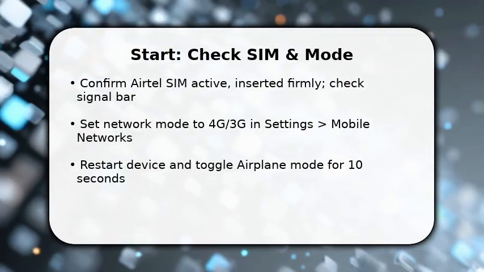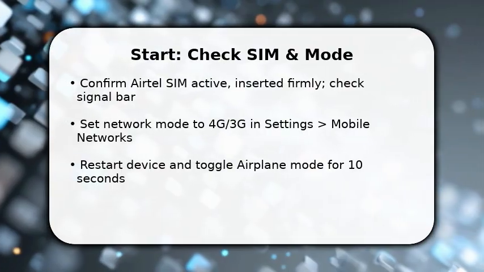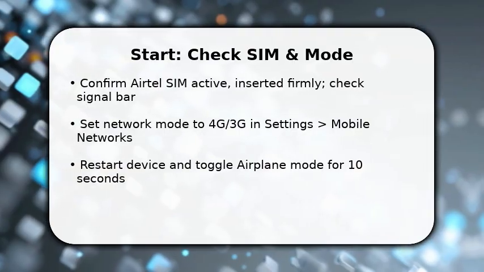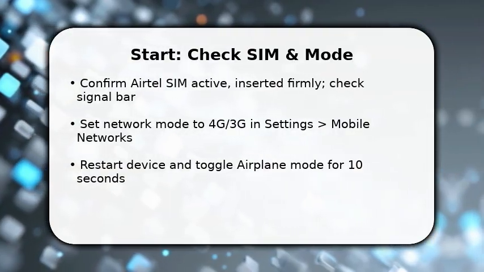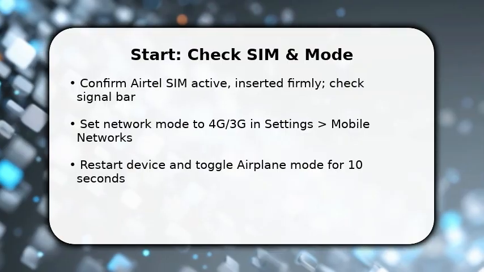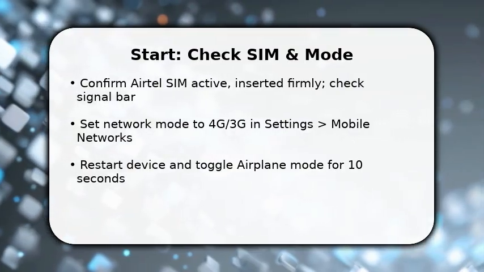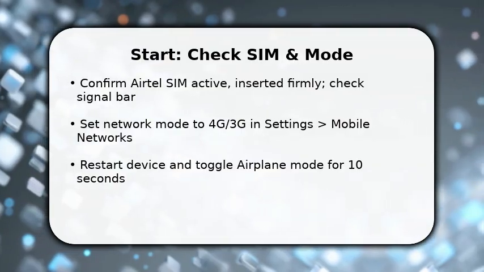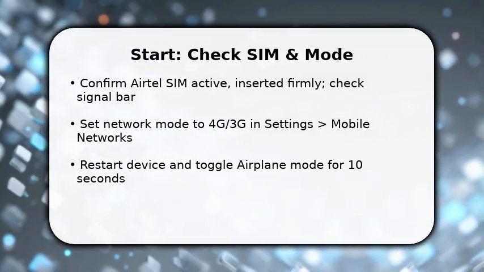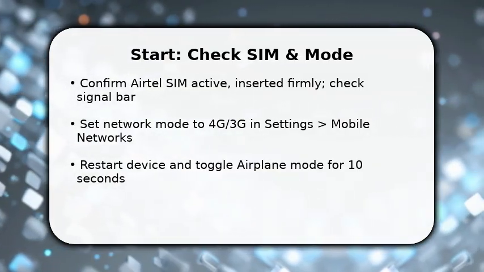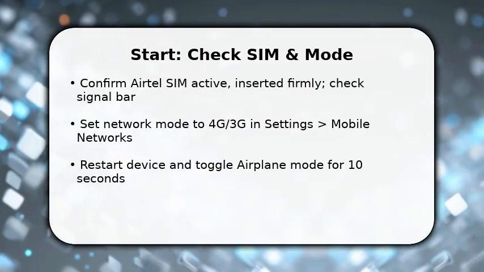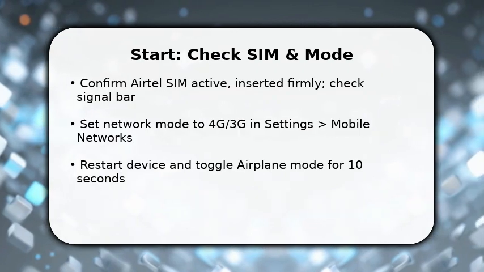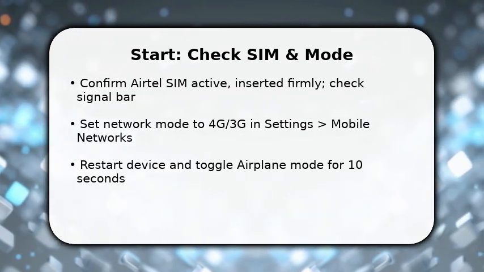You begin by verifying the physical basics so you can fix the EDGE issue quickly. First, make sure your Airtel SIM is active and seated correctly. Poor contact can force EDGE. Once done, set network mode to 4G or 3G in mobile networks because automatic choices sometimes revert to 2G. Then restart the phone and toggle airplane mode for about 10 seconds to force a fresh registration. These steps re-establish connection without waiting for carrier intervention.